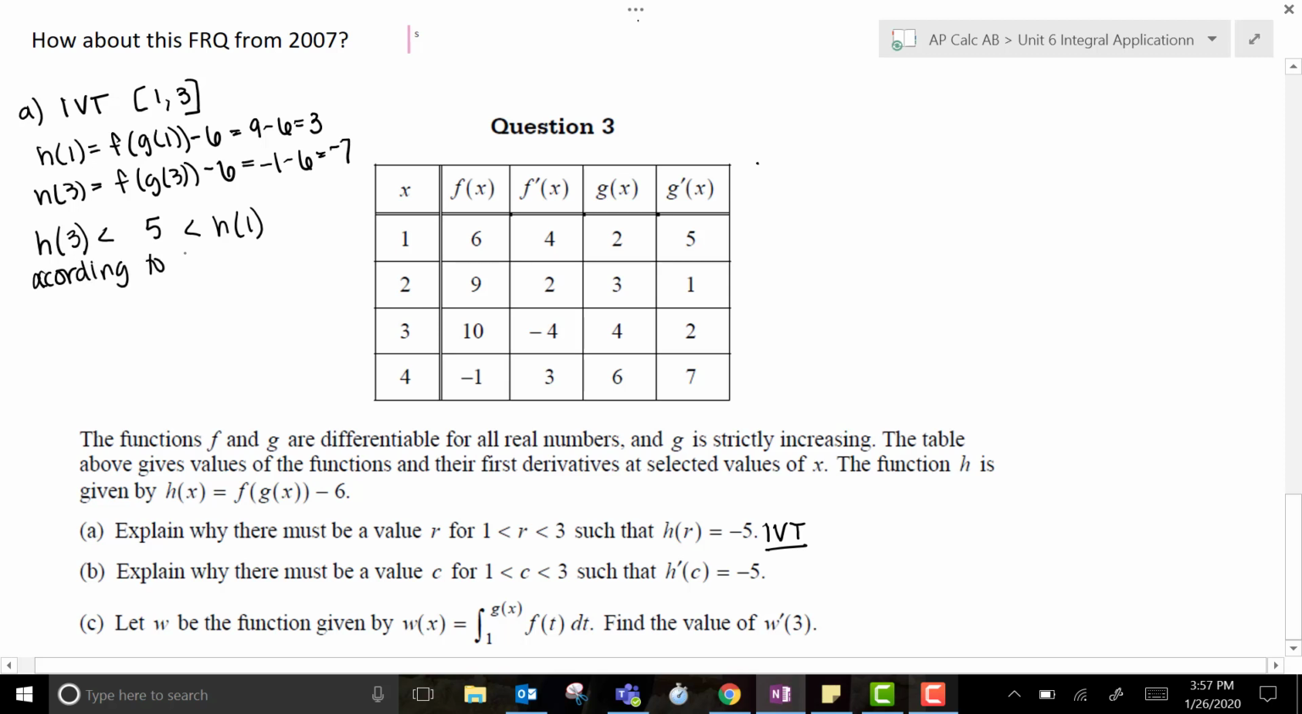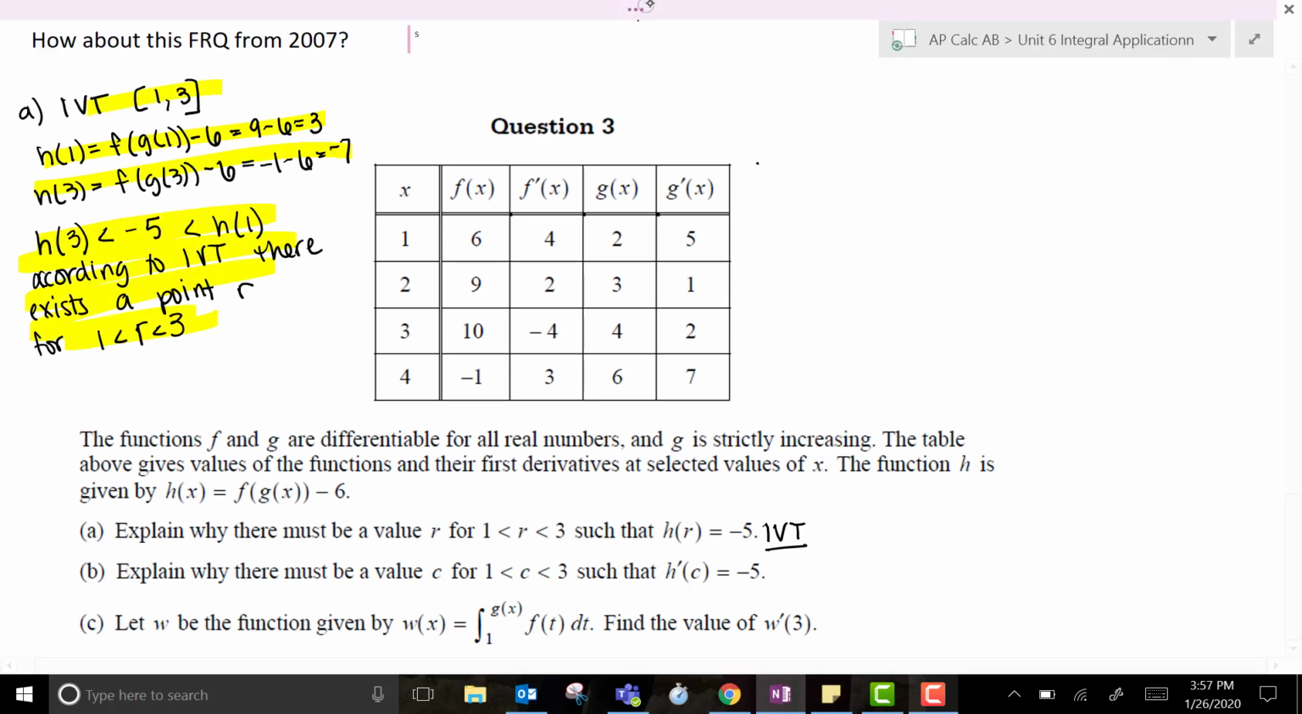IVT, there exists a point R, or R is a value between 1 through 3 because of all this information that we did up here. It does not want to let me do that negative. And this is what you would need to be writing on the AP test to get you full credit. This work right here will be supplemental and also give you credit.